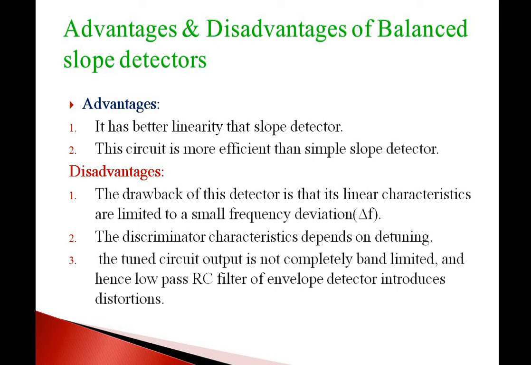So the operation of this detector is limited to small deviations only. For the larger deviations we can't go. If you are getting the larger deviations, then you will not get the proper linear characteristics, plus distortions will be occurring. I hope you are clear. The drawback of this detector is that its linear characteristics are limited. Your frequency deviation should not be more. If it is less, then only we will be getting the good characteristics and there will be no distortions.